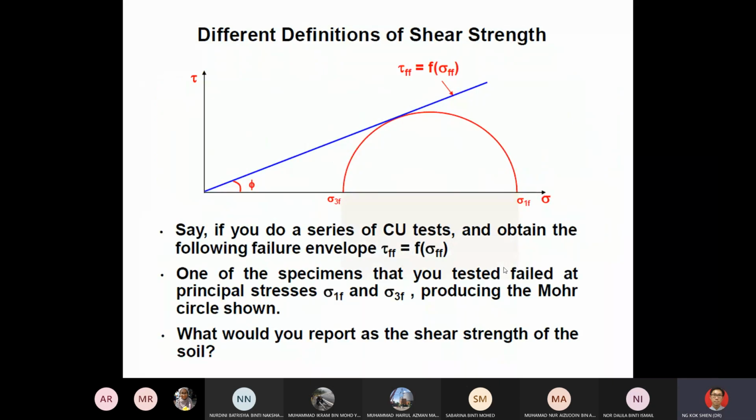Now we'll look at the different definitions of shear strength. You have learned about shear strength in soil mechanics, when you learned about effective stress parameters, shear box, everything. CU test, UU test, CD test. Before I talk about this slide, what is a CU test? Can anyone tell me what a CU test is?